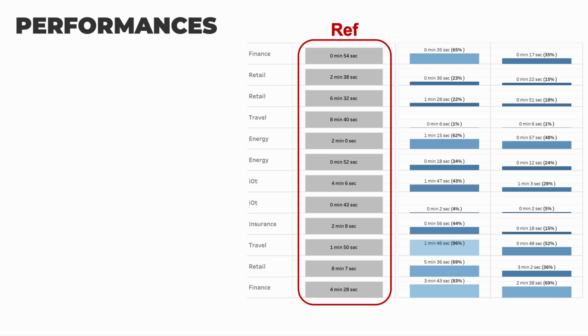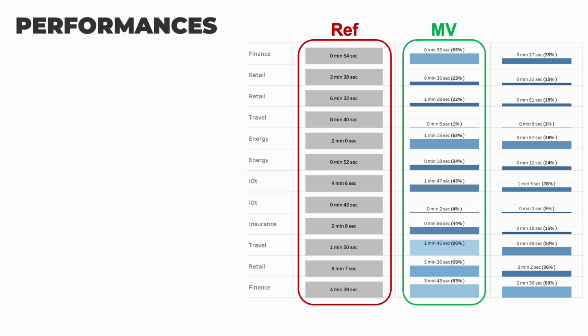In the finance use case, the first line, you have around 50 queries that were executed in series, which lasted, without MV and without DT, 54 seconds. 2 minutes 38 for the retail queries on line 2, etc. In column 2, the same queries executed in the same way, also sent in series, on a Snowflake containing materialized views. On use case 1, for example, these materialized views made it possible to reduce by a third the execution time of this use case. We went from 54 seconds to 35 seconds.